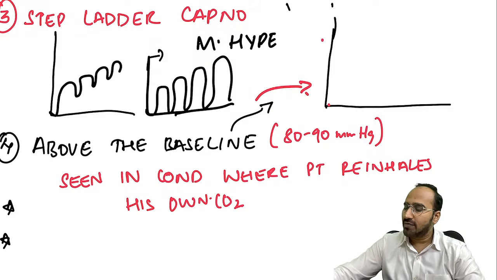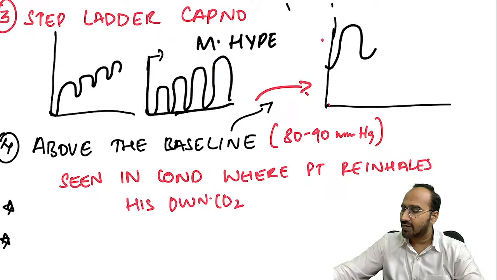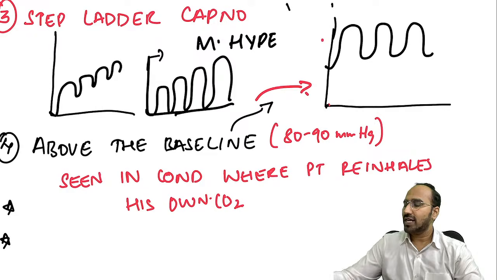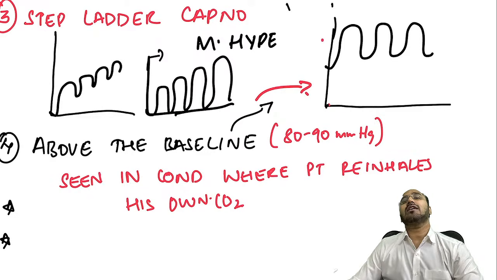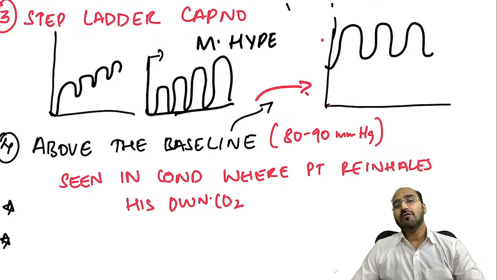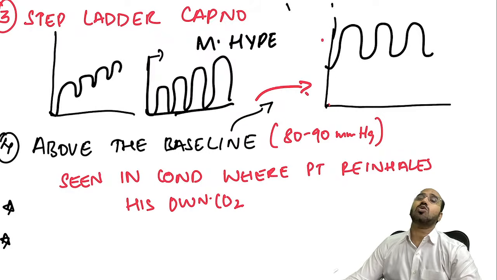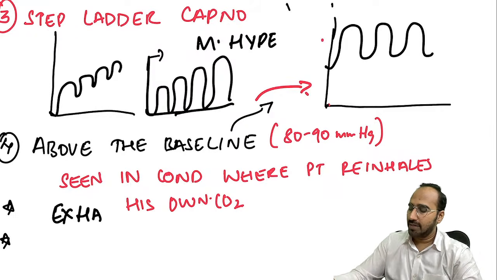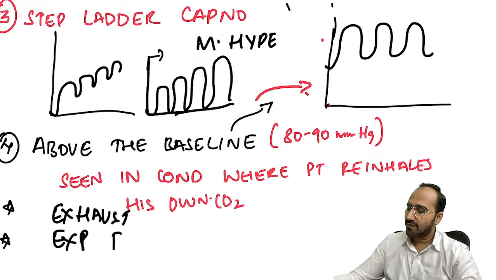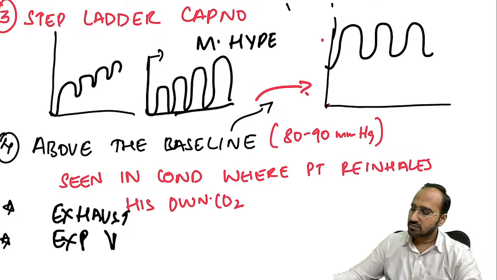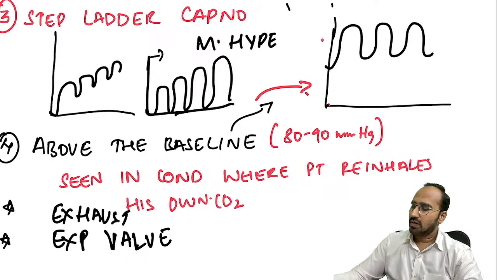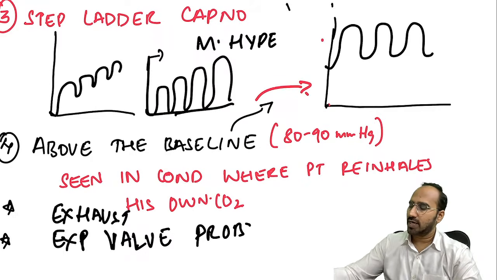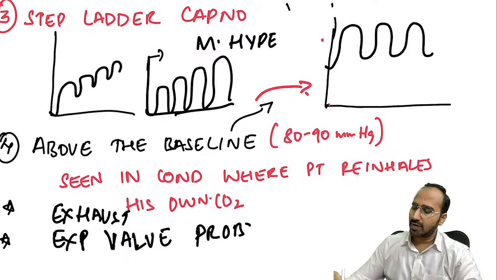Capnograph above the baseline. Above the baseline means what? A capnograph which is not starting from the baseline. It is starting from the middle, going like this. When does it occur, guys? When the patient is re-inhaling his own carbon dioxide. What absorbs the carbon dioxide in a closed circuit? It is the soda lime. When there is exhaustion of the soda lime, or when there is expiratory valve failure or an expiratory valve problem, in those conditions you will see a capnograph which is arising above the baseline.